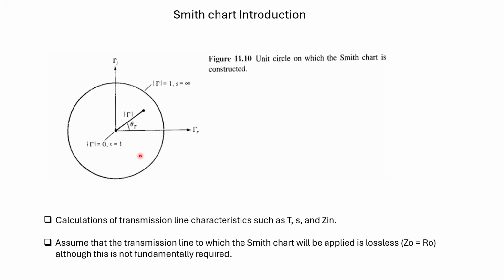The calculations of transmission line characteristics such as τ, S and Zin can be found with the help of the Smith chart, so we are going to construct it. Before constructing it, whatever values of τ are possible, they may always be complex numbers. So let's write it as τr plus jτi, where τr is the real part and τi is the imaginary part.